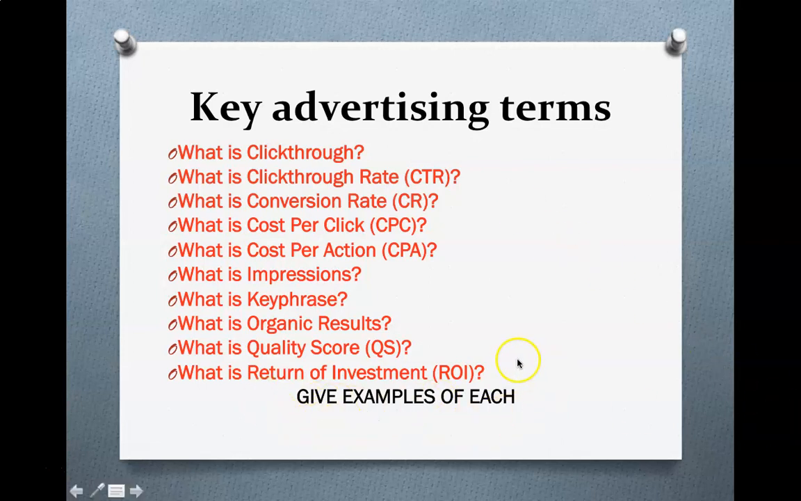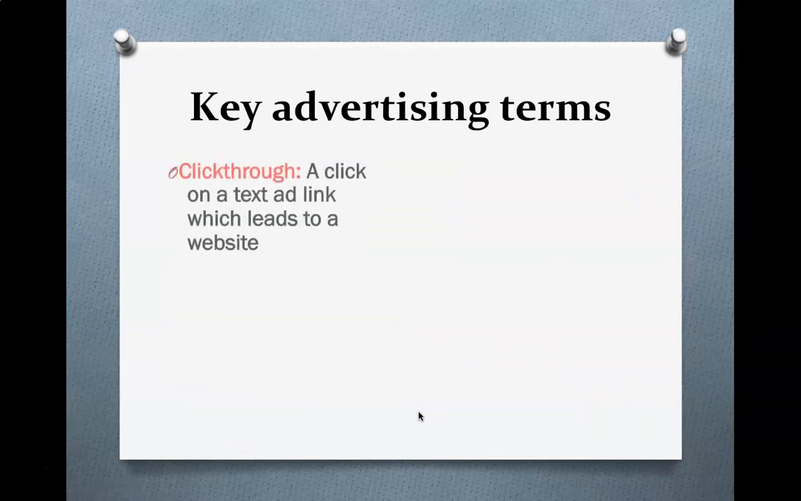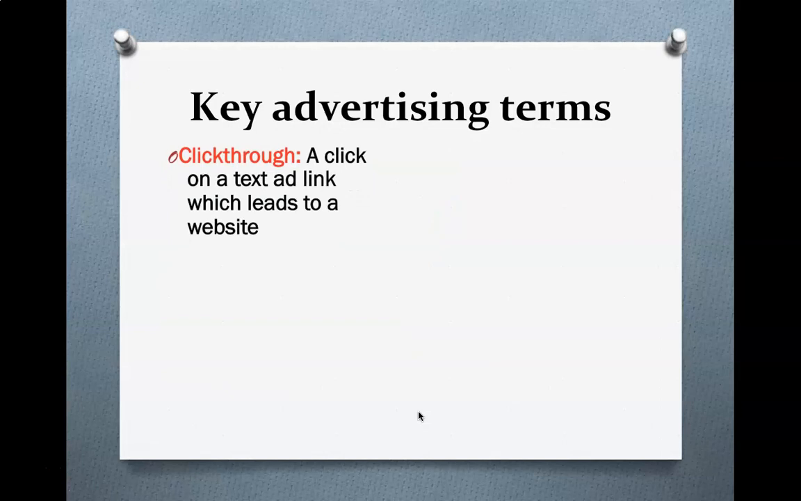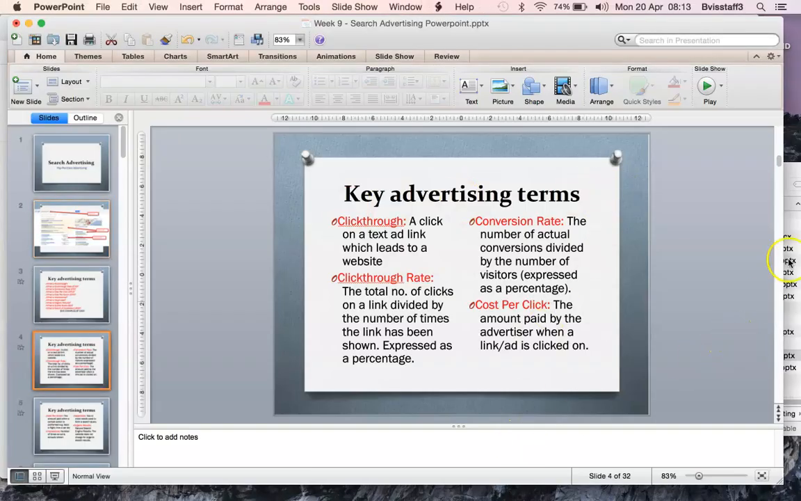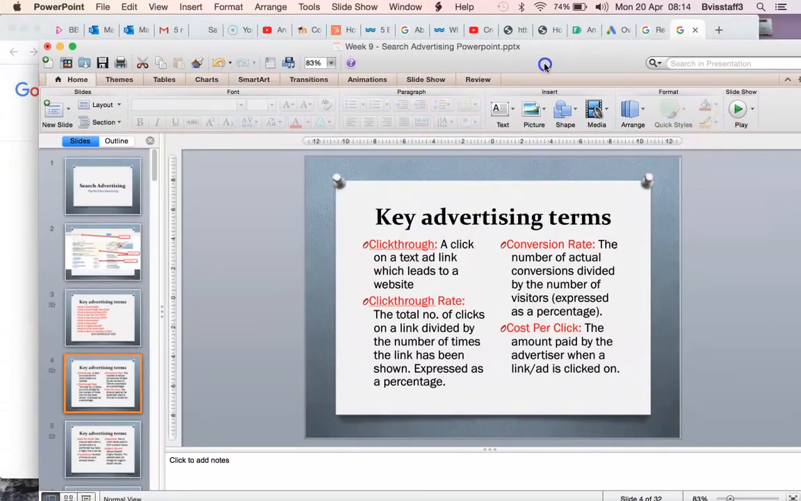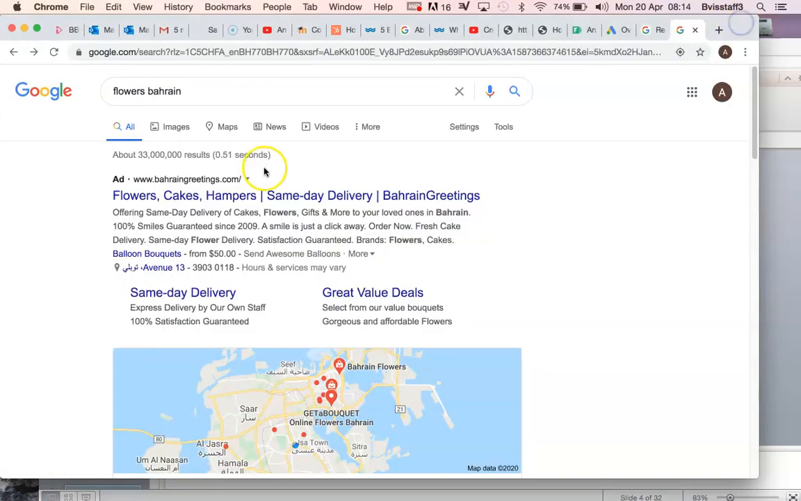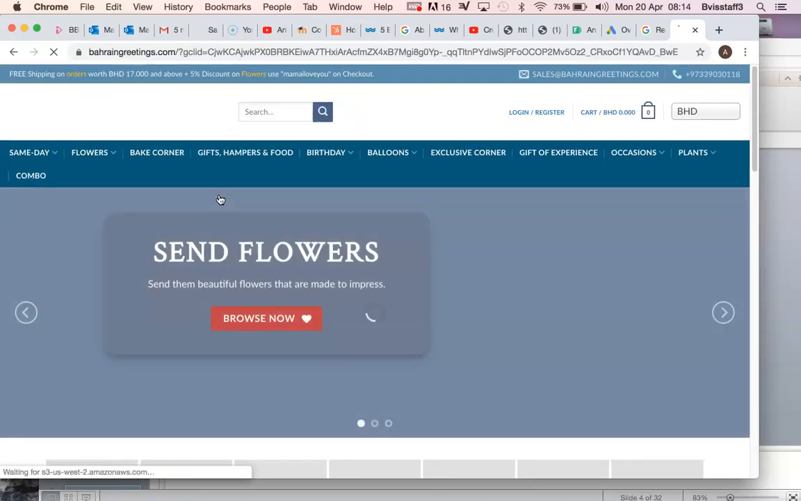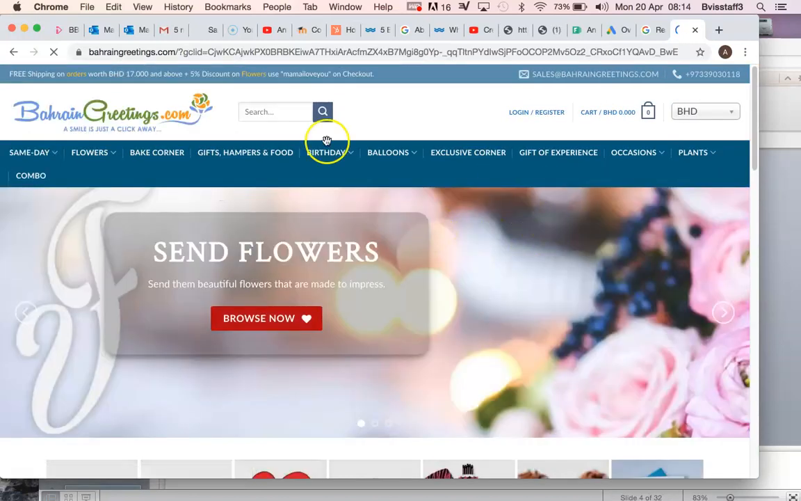And of course, if you're taking part in my class today online, maybe you can go off and give examples of each. Okay. So click-through: a click on a text ad link which leads to a website. I'm just going to look at this simply, and the click-through is the easiest of all the terms. So I have typed in flowers in Bahrain, and a click-through is when I click on that link, and that link takes me hopefully through to Bahrain Greetings, and we're through to the Bahrain Greetings website.